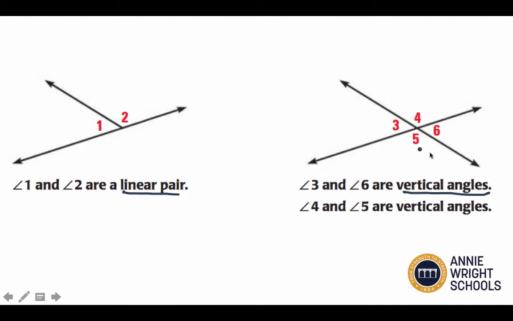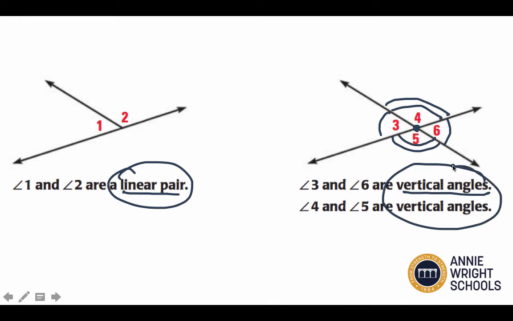Vertical angles are formed by 2 intersecting lines. They share a vertex but no sides. So look at angle 3 and angle 6. See how those angles are formed by 2 intersecting lines. They share a vertex, but they don't share a side. 5 and 4 are also vertical angles. I am telling you, you will see linear pairs and vertical angles almost every day in a geometry class. You have to know what we mean when we say linear pair and vertical angles. Good?